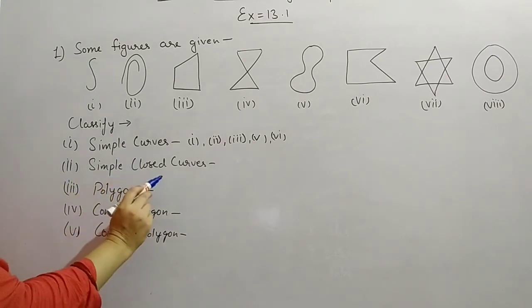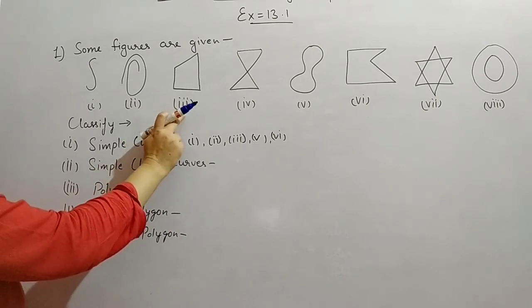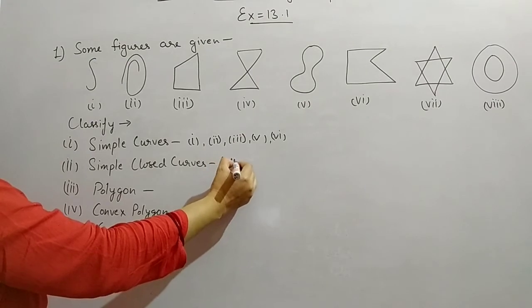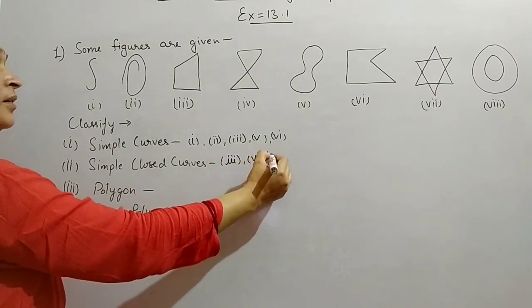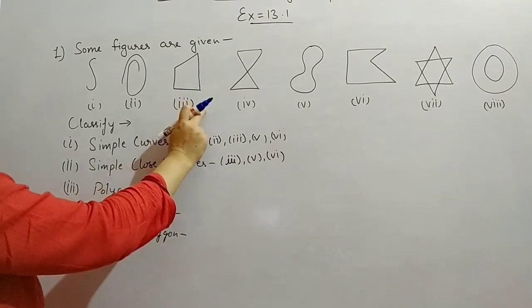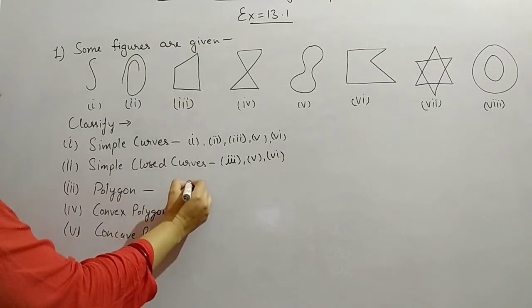Next, simple closed curve. From these simple curves, which are the closed figures? The third one is closed, the fifth one is closed and the sixth one. So third, fifth and sixth are closed curves. Next, polygon. Polygon means a simple closed curve which is made up of straight lines. So the third one is with straight lines and the sixth one. So here third and sixth are polygons.